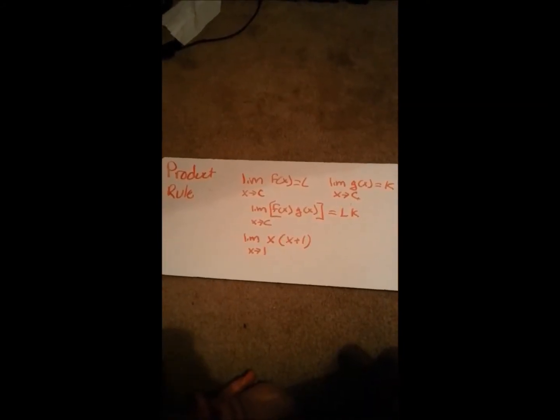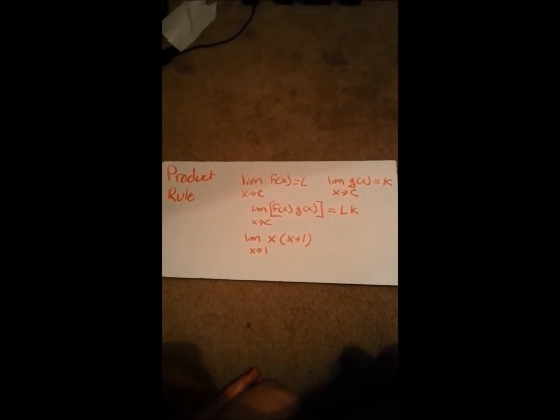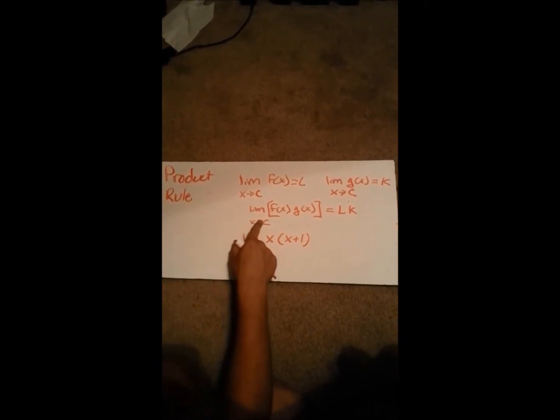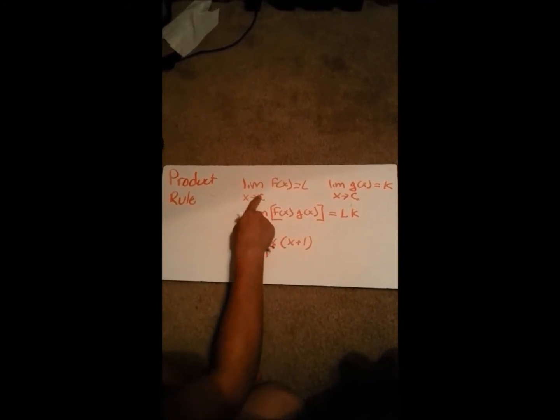For the product rule, we have the limit of f of x as x approaches c is equal to L, and the limit of g of x as x approaches c is equal to k. The product rule states that if you have the limit of f of x times g of x as x approaches c, you will take the limit of L times the limit of k.